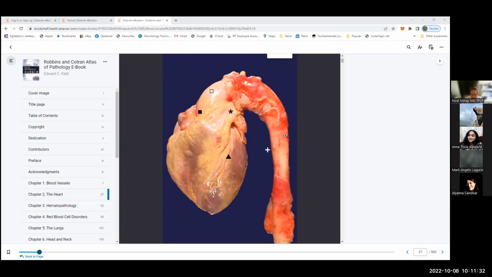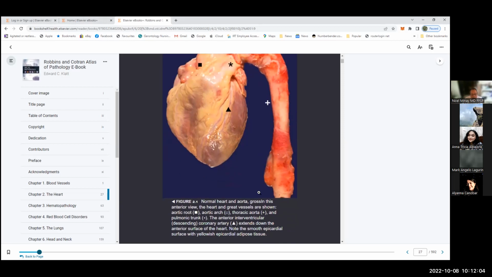Nag-leak yun dito. Hindi natin alam kung bakit nag-leak. Either sadyang meron kahinaan yung wall ng aorta niya, kaya nag-leak, o nagkaroon ng aneurysm, yung paglobo. Hindi pantay na ganyan, kundi lumobo. Yan. Lumobo. Ganyan. You are free to take snapshots of this. Okay?